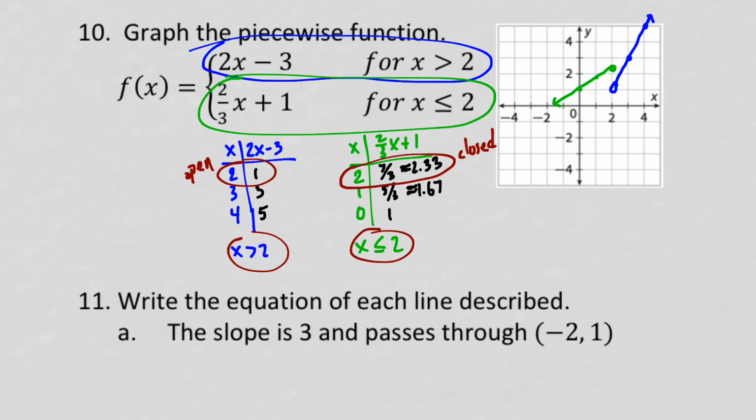Okay, here you go. There's the correct graph for number 10. I started with this one. I circled it in blue for values that are greater than 2. So my table started with 2, then 3, then 4. And I'm plugging them into 2x minus 3. That's what it says. So when you plug in 2, you get 1. When you plug in 3, you get 3. When you plug in 4, you get 5.